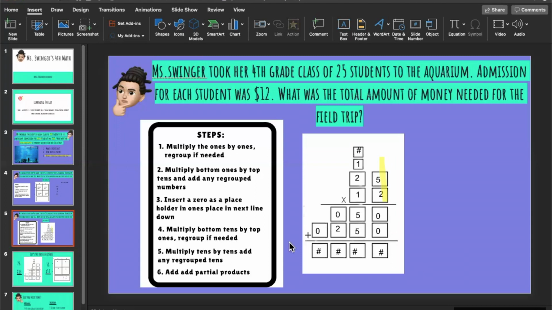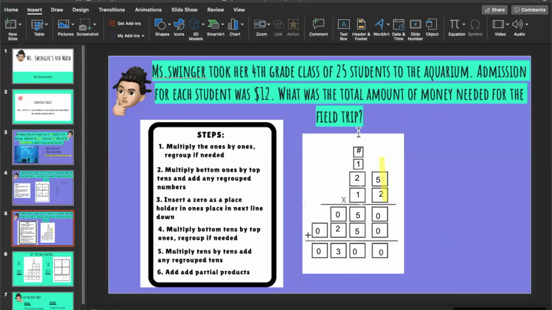So now we're going to add all partial products like we did for 4, okay? So we have 0 plus 0, which gives us 0, and we have 5 plus 5, which gives us 10. So we put our 0 here in the tens place and regroup that ones to the hundreds place. So now we have 2 plus 0 plus 1, which will give us 3. And 0 plus 0 gives us 0.